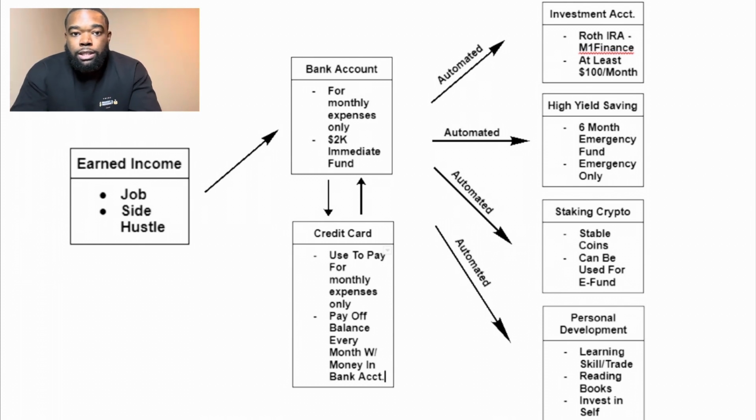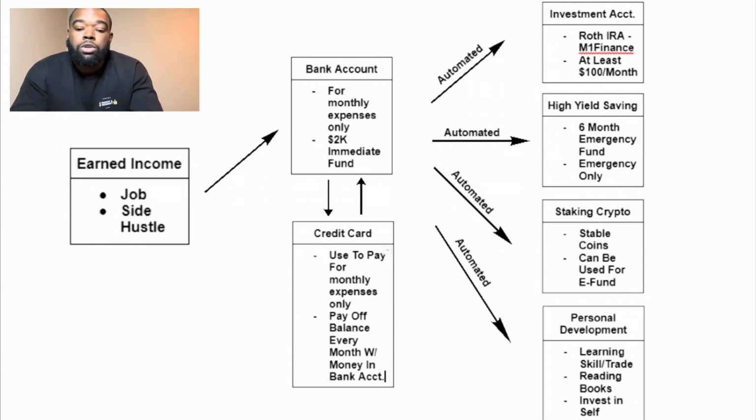Inside your savings account, this is where you hold your $2,000 immediate fund. In your bank account, you need exactly what you spend every single month in your checking. Then you need $2,000 that you have immediate access to in the case of minor emergencies inside your savings.